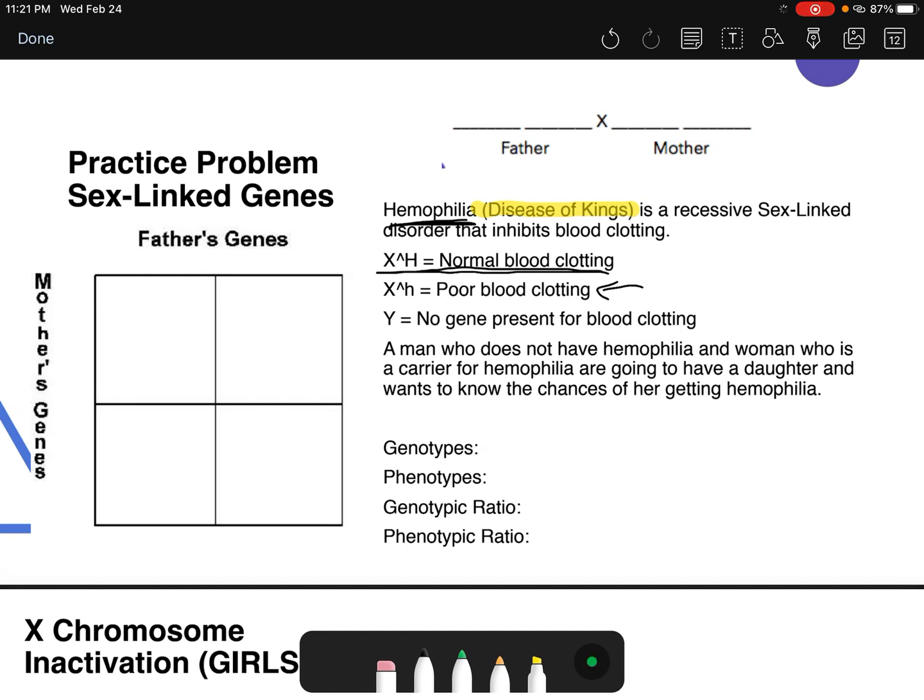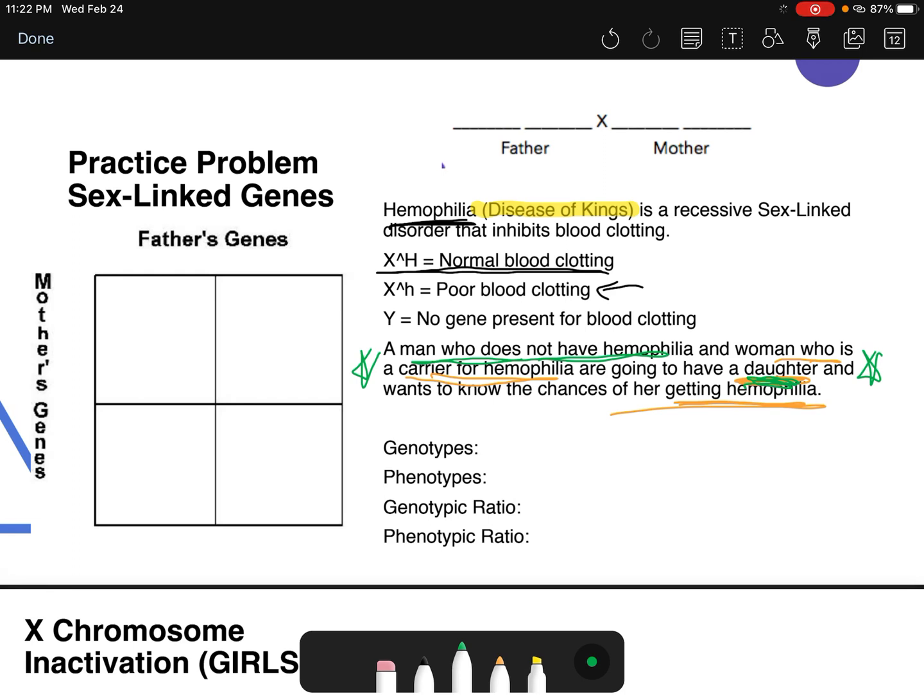Okay, now, here is where we're going to find out what we're crossing. So a man who does not have hemophilia, and he's a man, and a woman who is a carrier for hemophilia, are going to have a daughter and want to know the chances of her getting hemophilia. So remember, we're looking at the daughter specifically now.